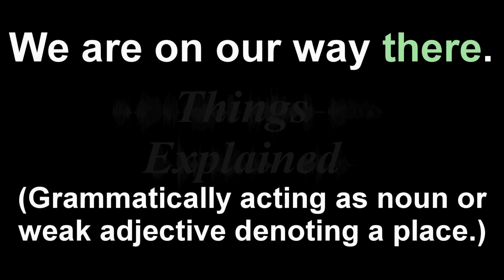We are on our way there. In this example, there is acting as a noun which denotes a place in a generalized way. Sometimes, this type of there is also used as a weak adjective like the word up. We are on our way there.